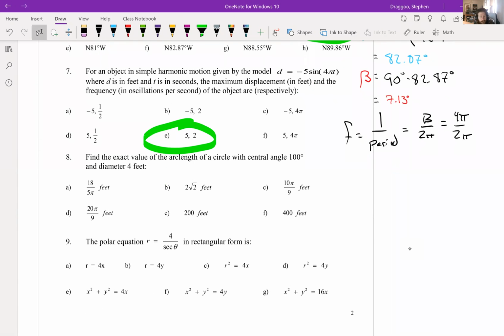All right, and then we've got an arc length problem. So we have a central angle of 100 degrees and a diameter of 4 feet.